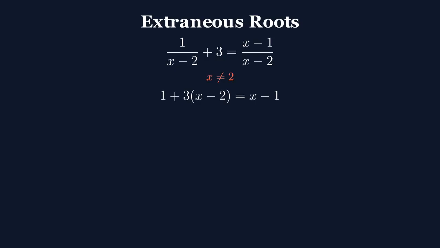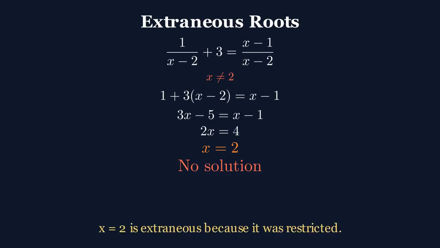Now let us catch an extraneous root. Solve 1 over x minus 2 plus 3 equals x minus 1 over x minus 2. The restriction is x cannot equal 2. Multiply every term by x minus 2. We get 1 plus 3 times x minus 2 equals x minus 1. Simplifying gives 3x minus 5 equals x minus 1. Then 2x equals 4, so x equals 2. But x equals 2 is not allowed, so it is extraneous. The equation has no solution.